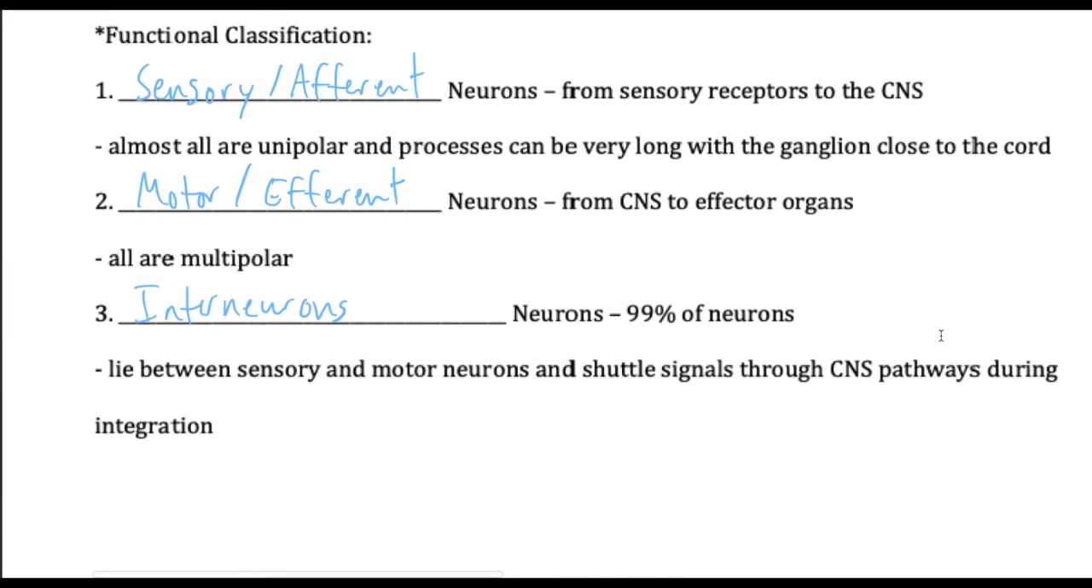Now some functional classifications. We have sensory and afferent neurons, and these are from sensory receptors to the CNS. Almost all are unipolar, and the process can be very long with the ganglion close to the cord. We have our motor and efferent neurons, which go from the CNS to the effector organs, and these are all multipolar. And then we have interneurons, which are 99% of neurons, and they lie between the sensory and motor neurons, and they shuttle signals along CNS pathways during integration.